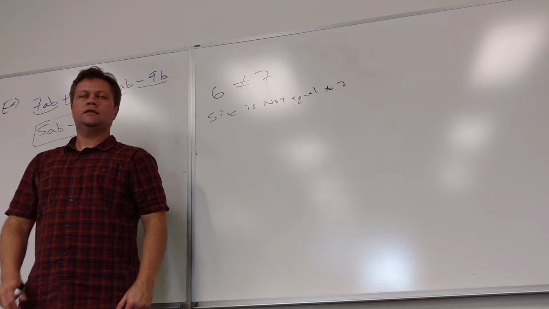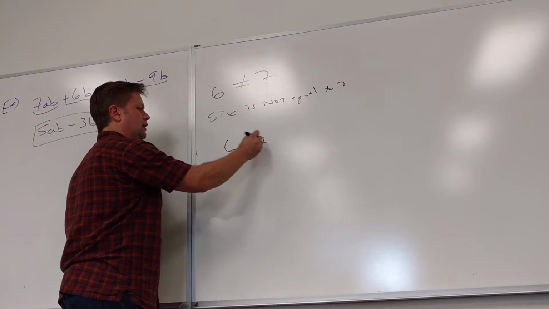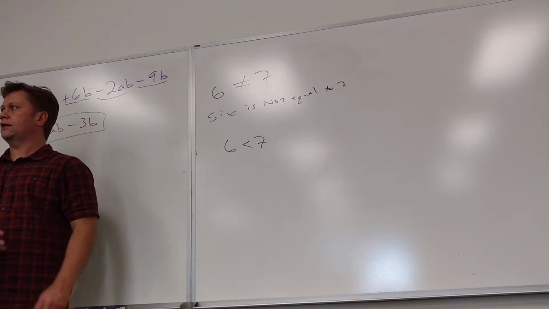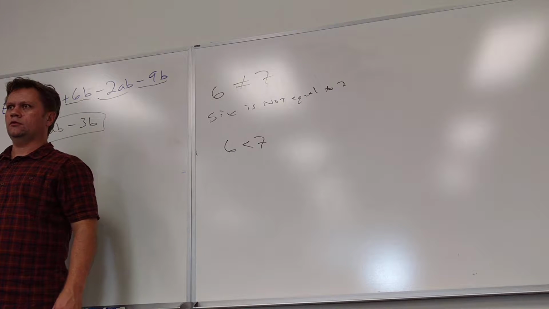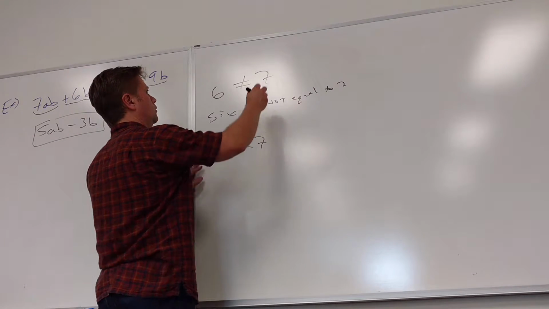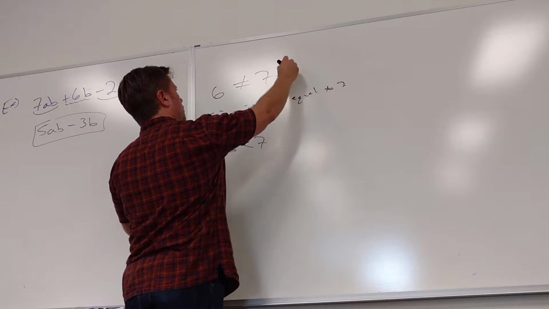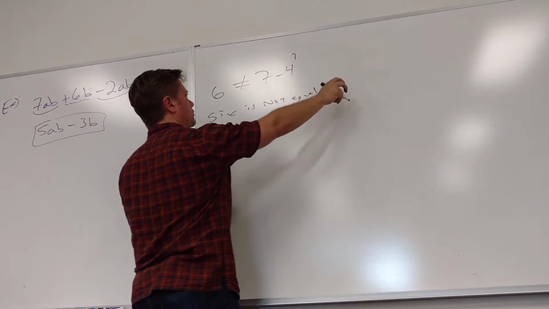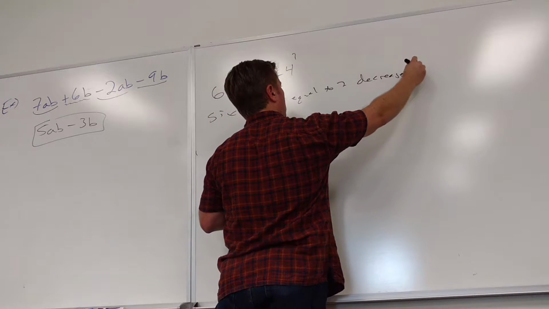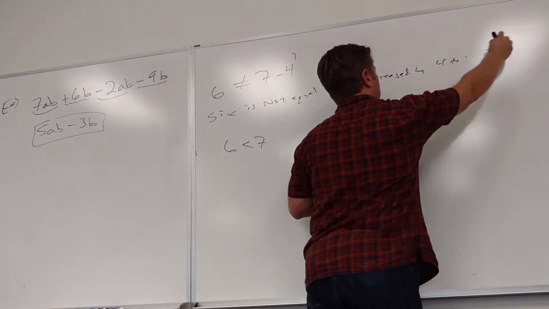I like it. This is just a slightly more specific way to say the same thing, right? They ain't equal, and more specifically, 6 is less than 7. And if there's still more stuff behind the 7, you still write it out though, right? So 6 is not equal to, let's say, 7 minus 4 to the 3rd power. Sure. So 6 is not equal to 7 decreased by 4 to the 3rd power, yeah.